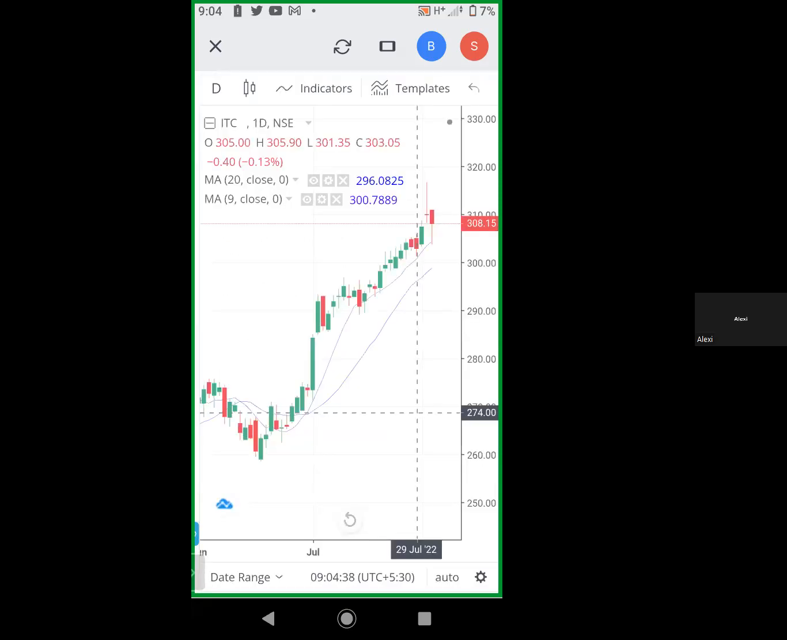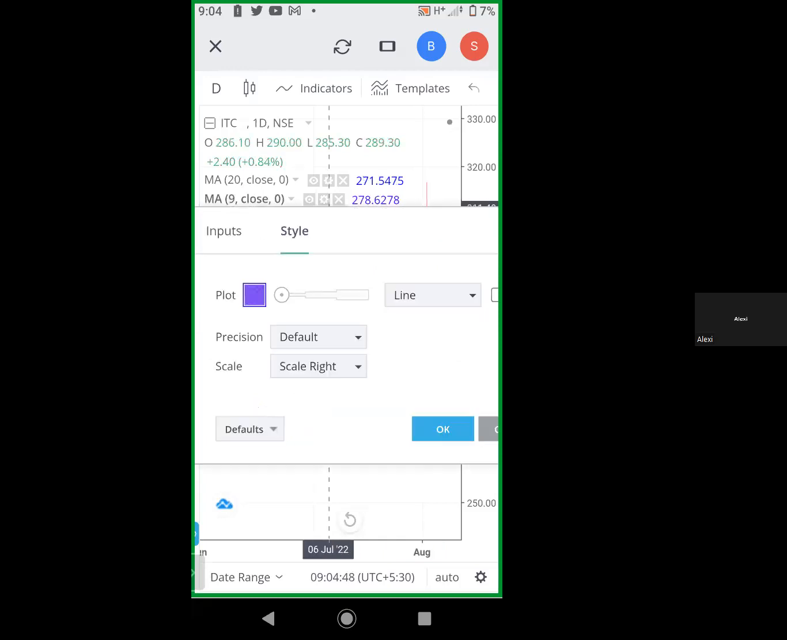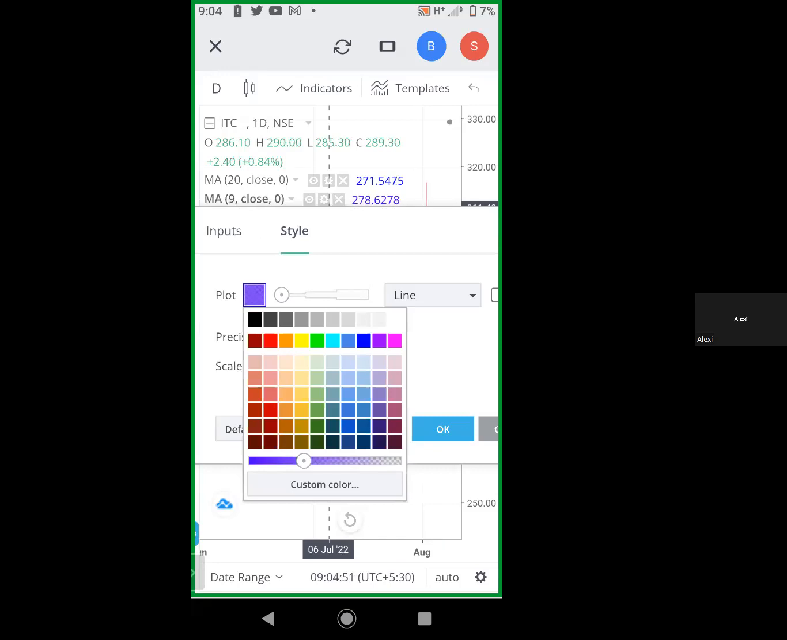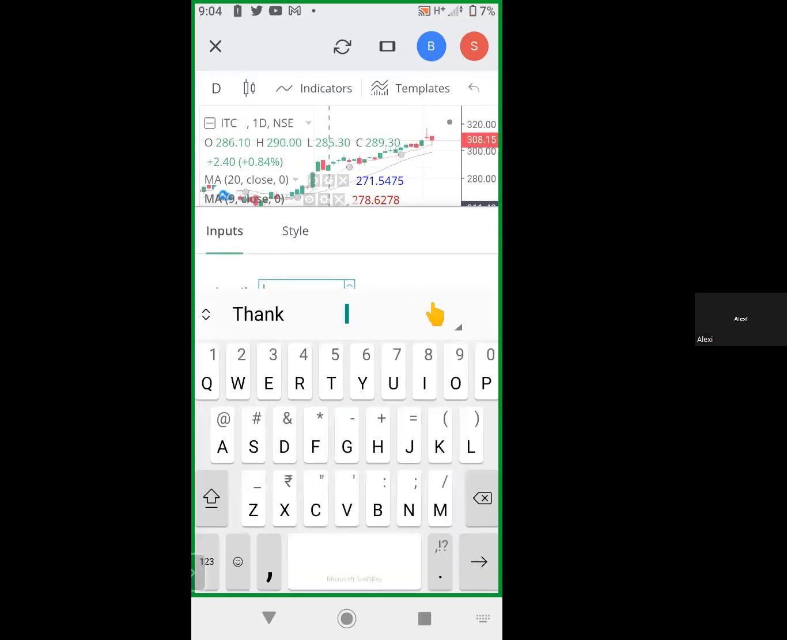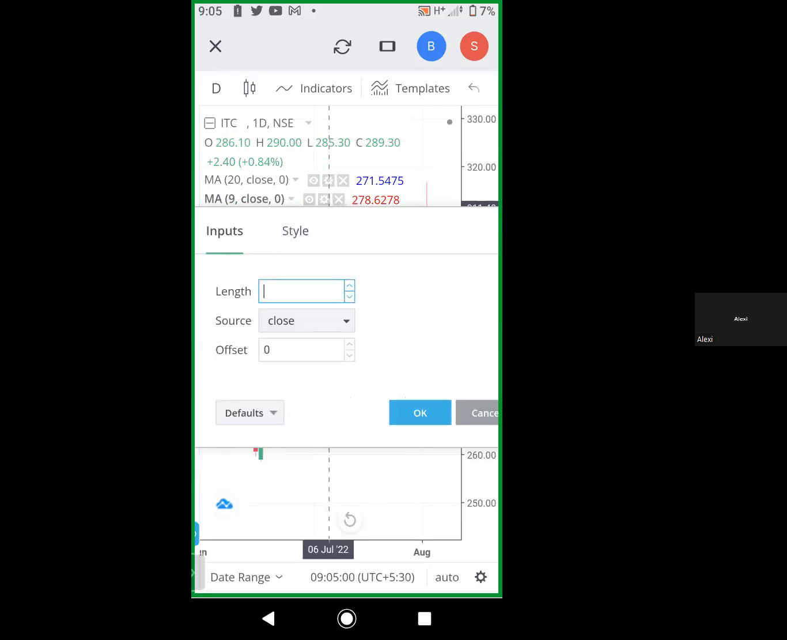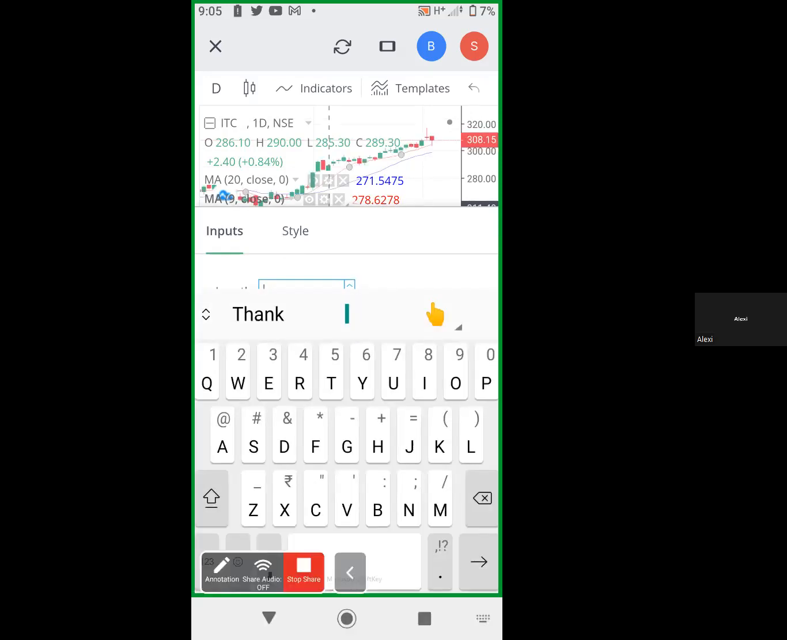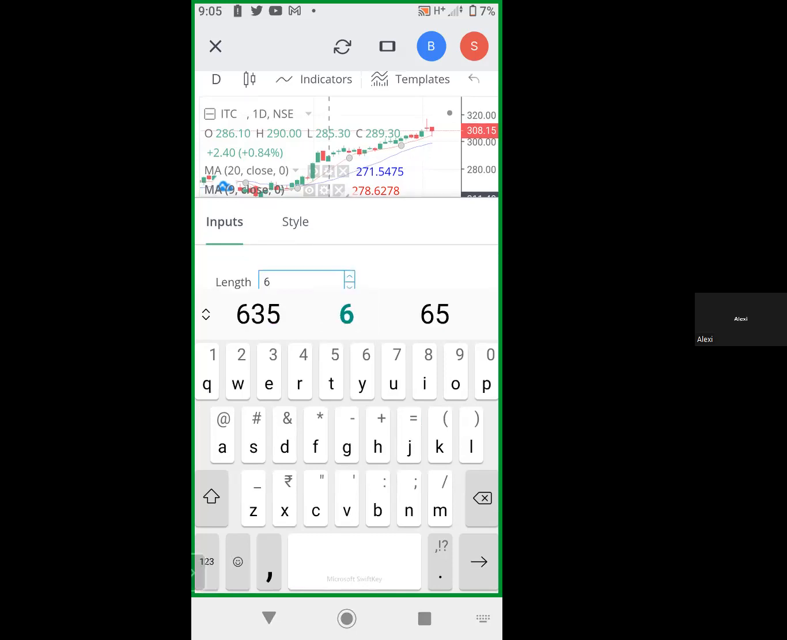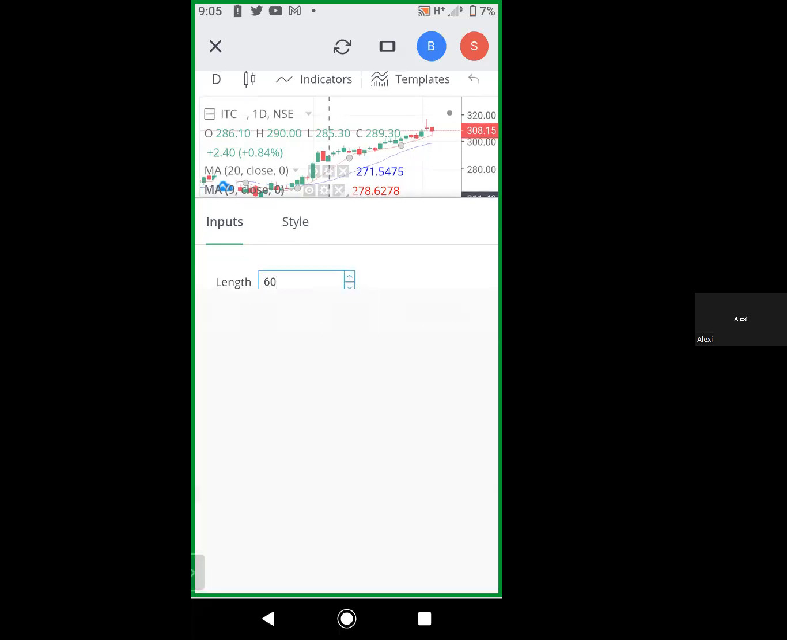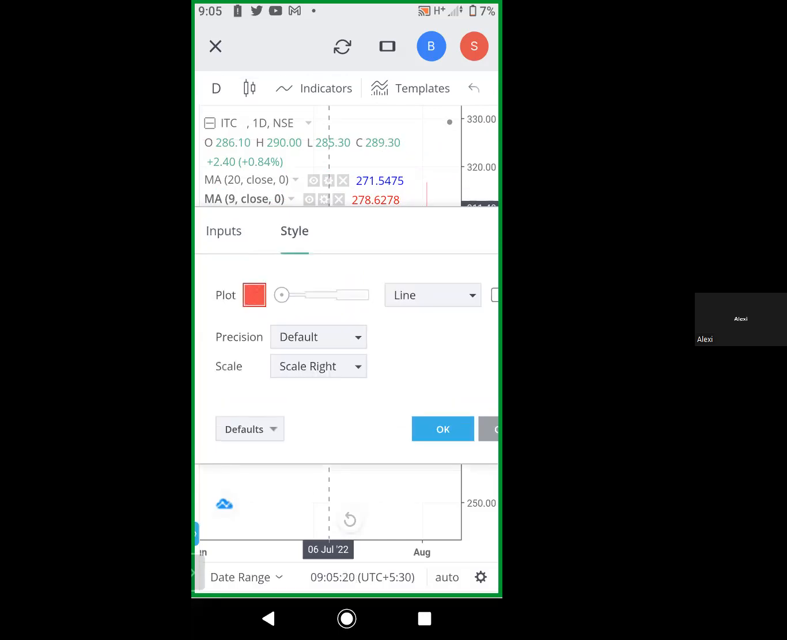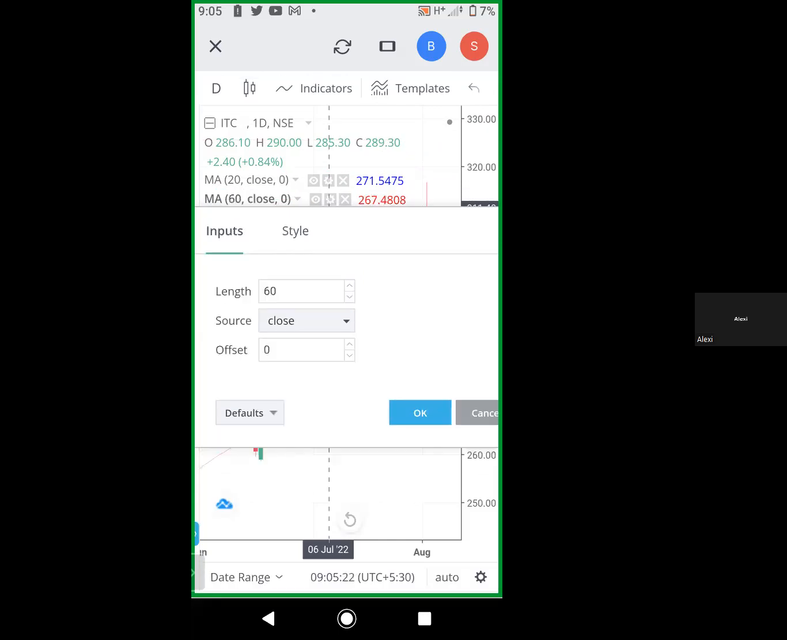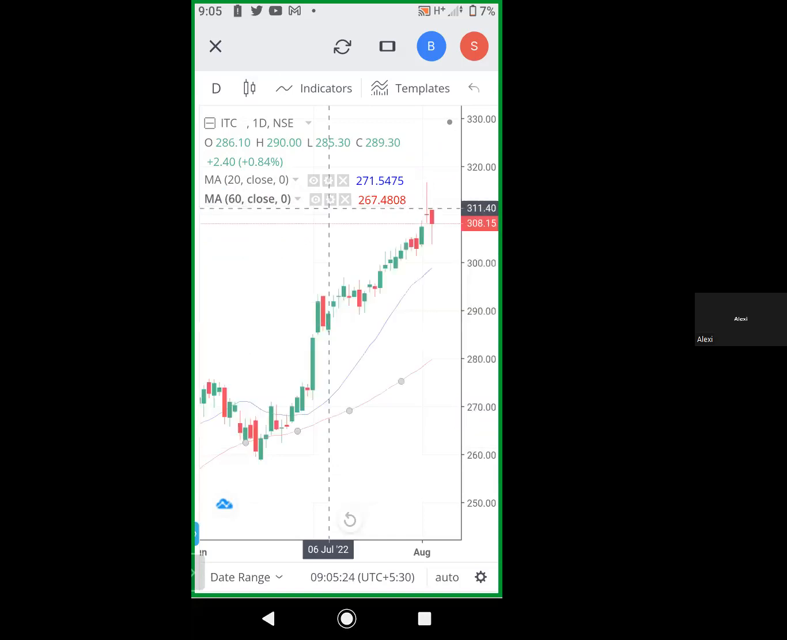So the MA9 close, I'm going to use a different third color, since we have used the blue. Select inputs. My screen is small, so it's not giving me many options there. Instead of 9, let's type in 60. The 60 period moving average, and the style, of course, is red, and I'm going to press OK. So now we have 2 moving averages there.